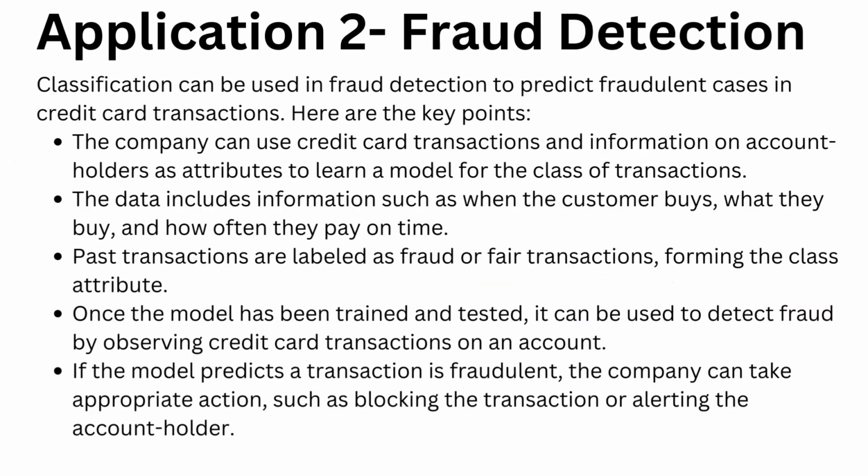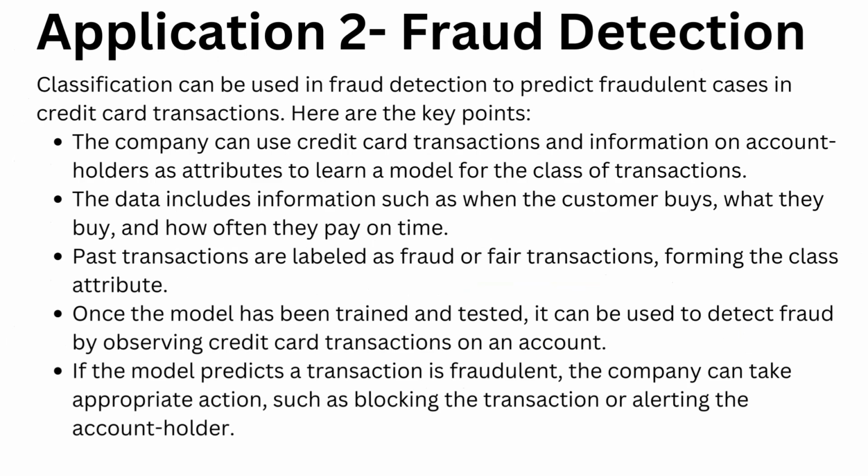The second application of classification is fraud detection. The goal here is to detect or predict fraudulent cases in credit card transactions. To do this, the company can use credit card transactions and the information on its account holders as attributes. This might include information about when the customer buys, what they buy, and how often they pay on time, among other things. The company can then label past transactions as fraud or fair transactions, which forms the class attribute.